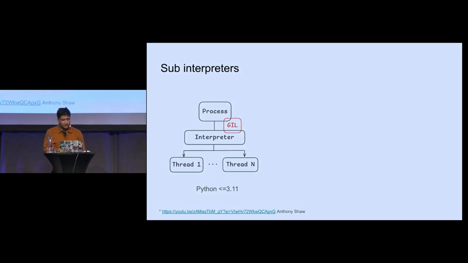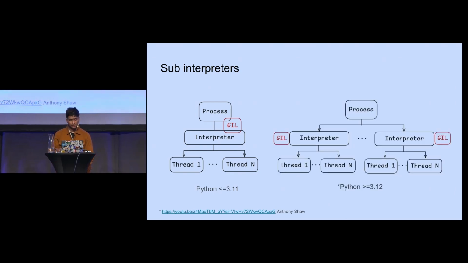So on the left, we can see that before Python 3.11, we have one process and one interpreter pair. We have the GIL there controlling all the state and all the modules. And then we can spawn any number of threads there and do multi-threading. But in the new version of sub-interpreters, we can create multiple different interpreters that run in parallel under the same process.